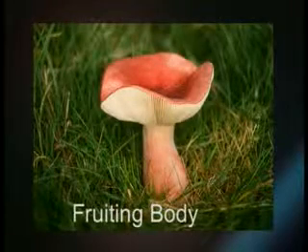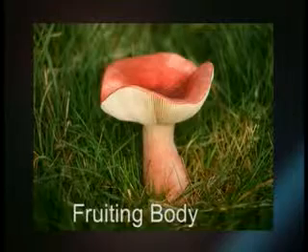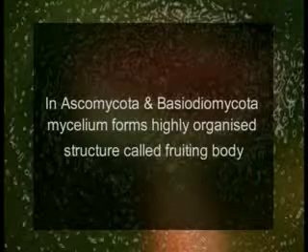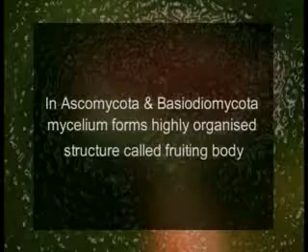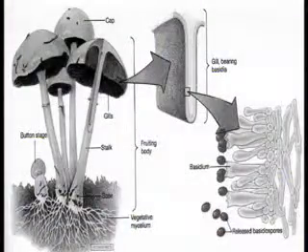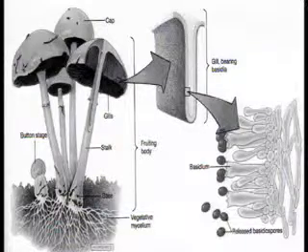Now, one more important feature in fungi is the fruiting body. In the case of Ascomycota and Basidiomycota, some of the mycelia form a large, compact and highly organized structure called a fruiting body. The fruiting body is the chief means of spore production.